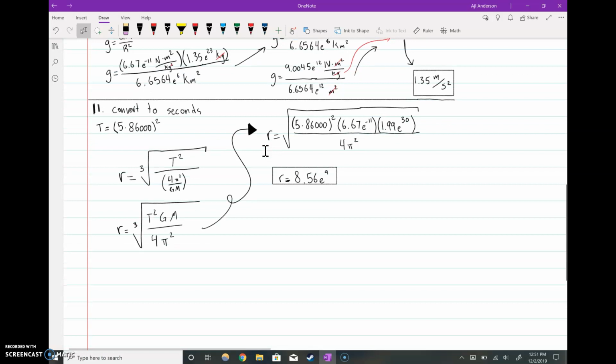Oops. And then on this guy, I didn't convert the days into seconds. So the biggest difference here was that instead of having 25 here, I have 5 times 86,000 squared.